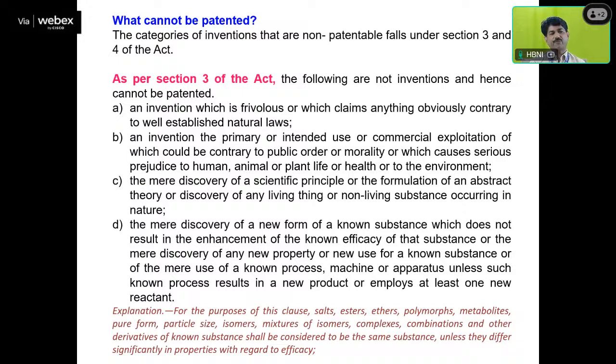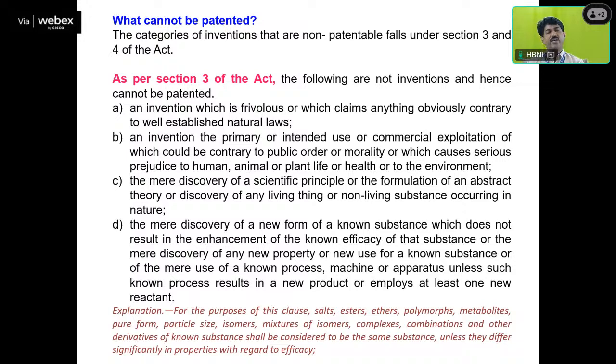Section 4 tells that there are certain substances, or substances related to a particular industry, which will not be included in patent. So first we'll discuss Section 3 of this particular Act. The first is an invention which is frivolous or which claims anything obviously contrary to well-established natural laws; it cannot go for patenting. I'll give a few examples here.